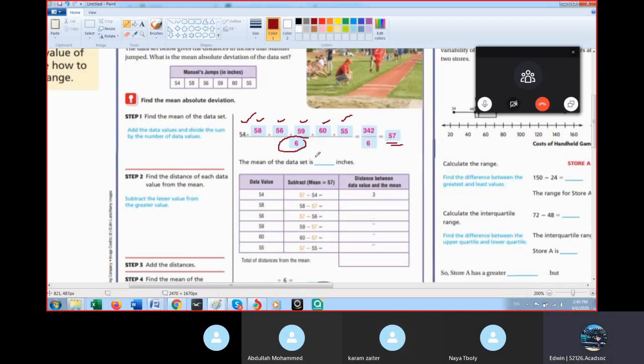Abdallah? Abdallah? Yes, mister. What is the mean of your data set? 6. My goodness, it's 57, Abdallah. It's written on the board already. You have to check.